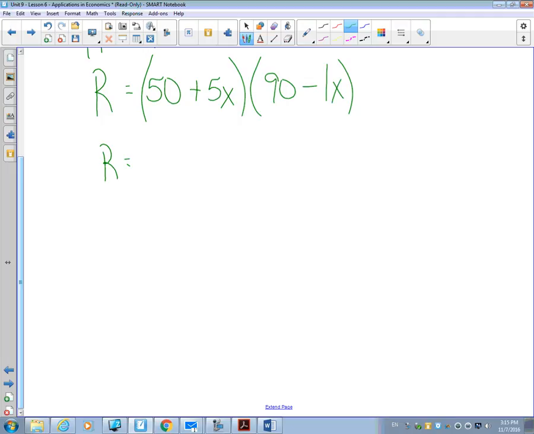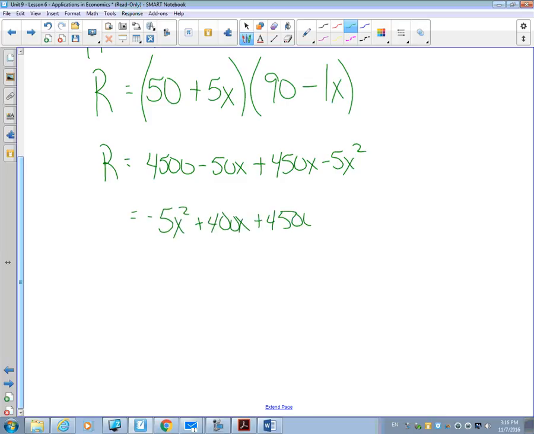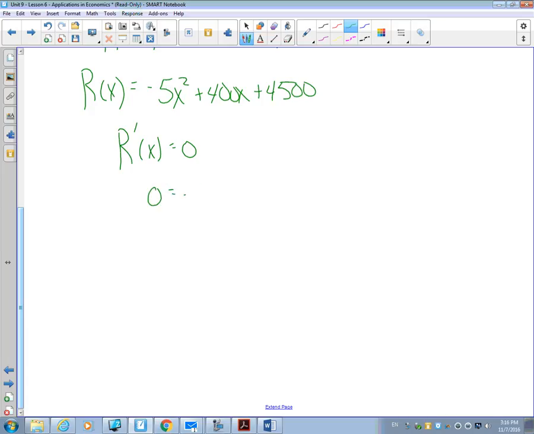Let's expand and rearrange. So if we expand, we do our FOIL: 4,500 minus 50x plus 450x minus 5x squared, or in other words, put in the right order, negative 5x squared plus 400x plus 4,500. I get an expression for revenue in terms of how many times I should change my price. My maximum will occur where my derivative equals 0, our optimal situation. Derivative is negative 10x plus 400, or 10x equals 400, or x equals 40.